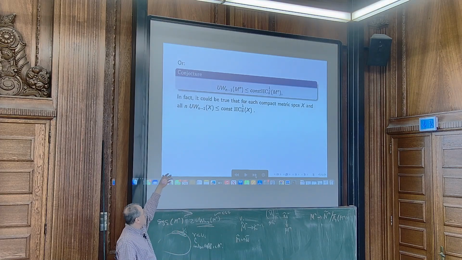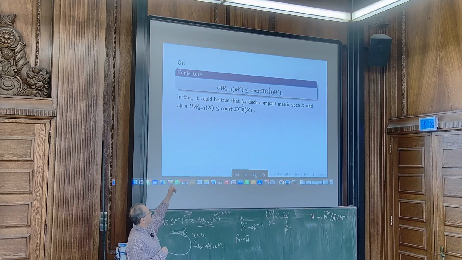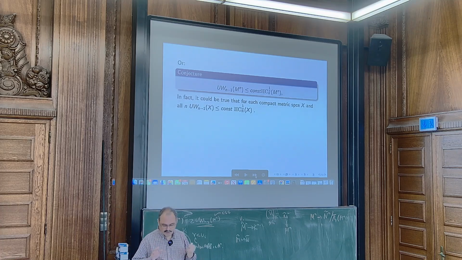But in the general spirit of this area, what's true for manifolds typically is true for metric spaces. So we could just conjecture the following very nice dimensionless inequality, and dimensionless inequalities are very rare. We conjecture that the n minus 1 dimensional Urysohn width of each metric space is bounded by a dimensionless constant times HC_n to the power 1 over n, where n has nothing to do with dimension, it's just a number. But of course, we have no clue whether or not these conjectures are true.